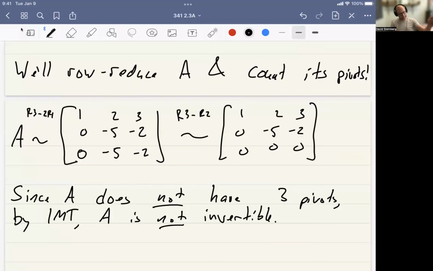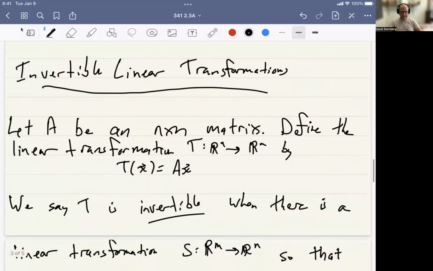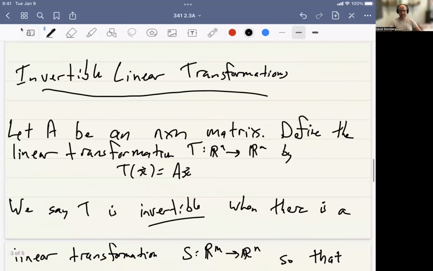Boom, done. Sorted out. All right. Let's talk also about invertible linear transformations.